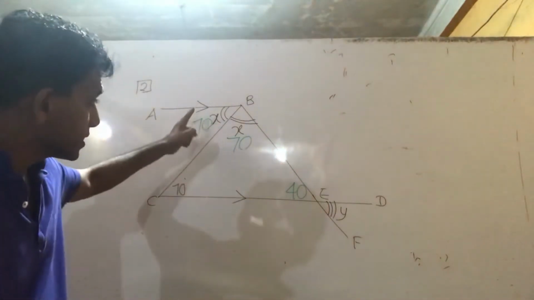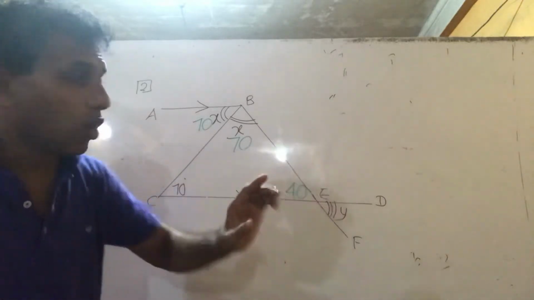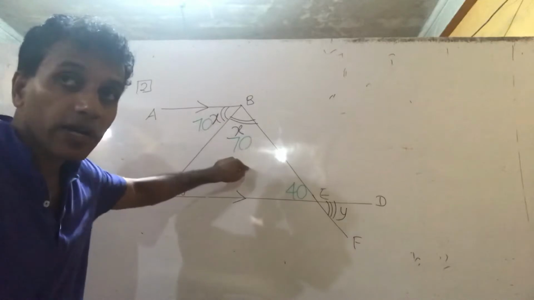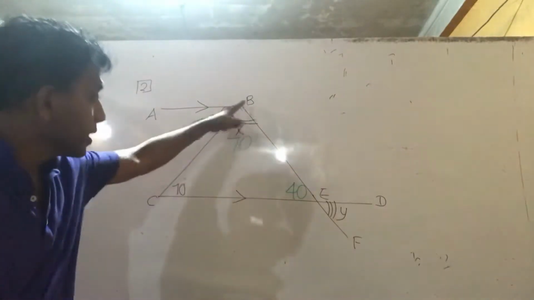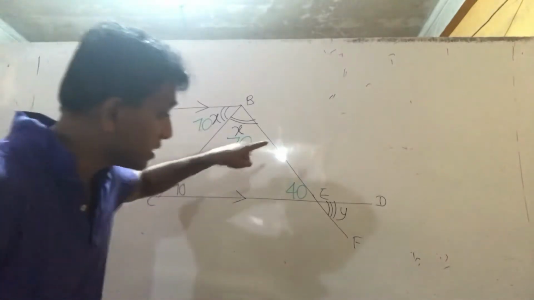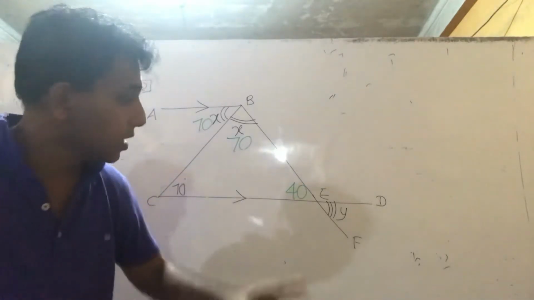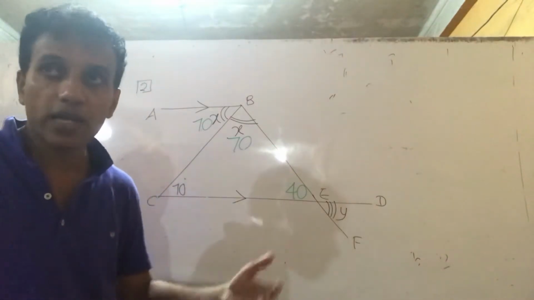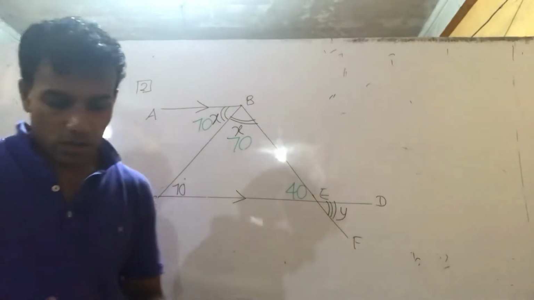So you can't take 40 straight away. First you say this is 70, 1 mark, alternate angle. This is equal to this, therefore you also get 70, another mark. Then come to this triangle. All 3 angles add to 180, so this is 40, another mark. Therefore this equals this, and marks. There are a lot of marks if you work properly, right?